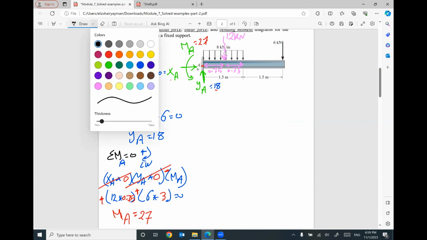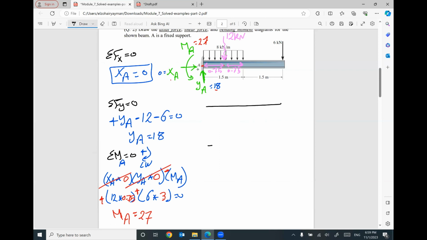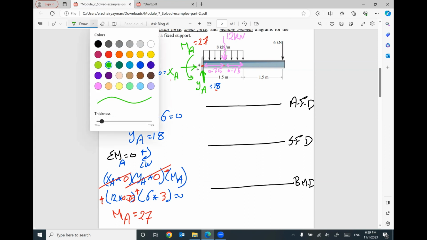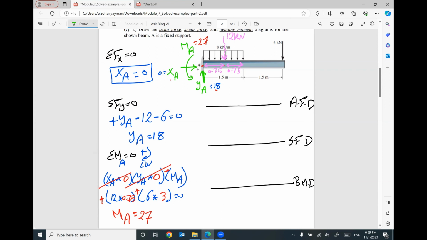I will draw 3 reference lines. One for axial force diagram, one for shear force diagram, and one for bending moment diagram. The first question, which is very simple, do you have any force parallel to the beam? We have XA equals 0. Your diagram will be 0. I will move up if the force moving up. I will move down if the force moving down, but I have to start from left. Here is your left. Do you have a force going up or down? Yes, we have 18. So I'm gonna go up 18.